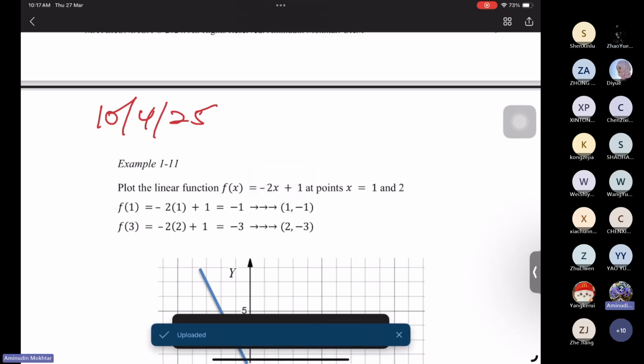Okay, just wait. Don't leave this session. I would like to record your attendance. I will press the end meeting button, and then you will be removed automatically. At the same time, your attendance will be recorded by Teams. Okay, that's all.